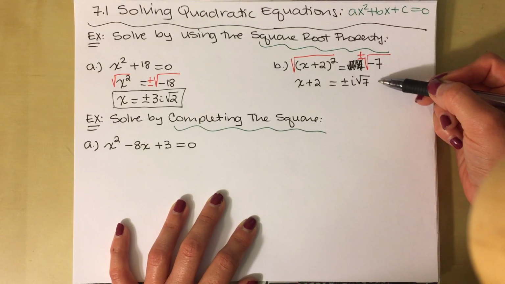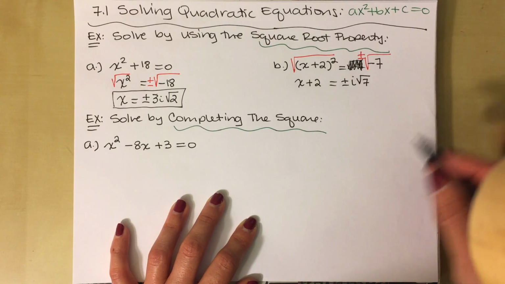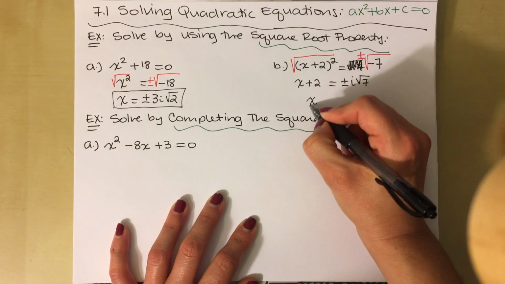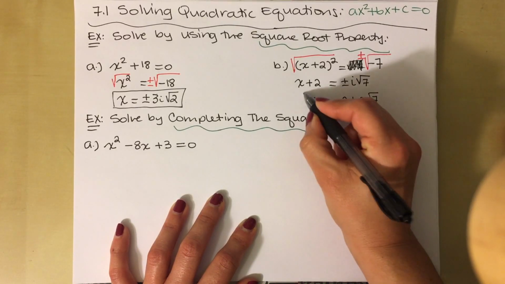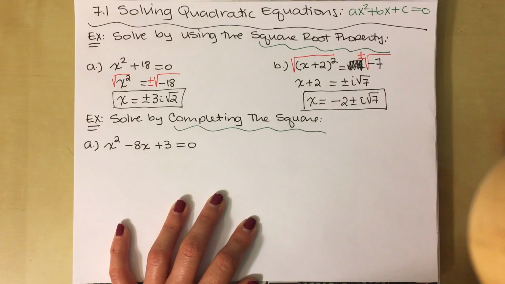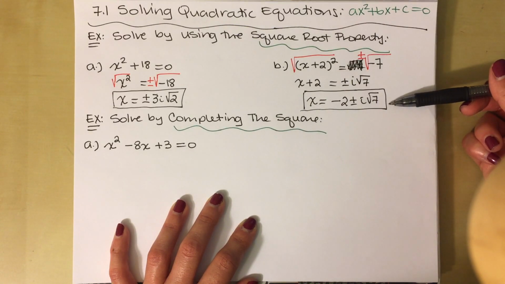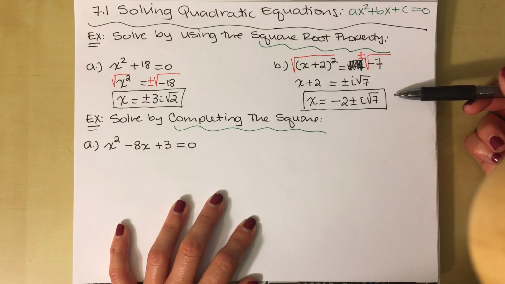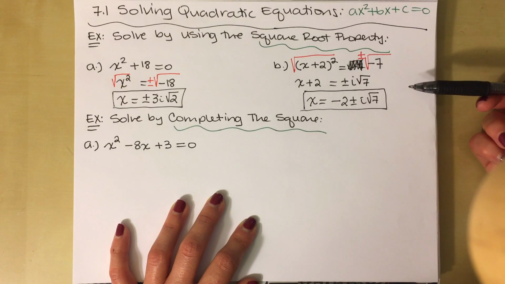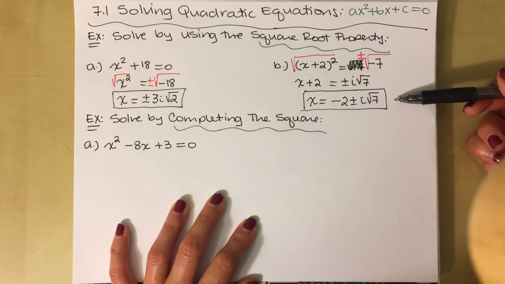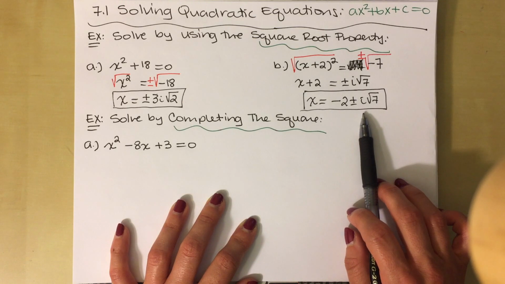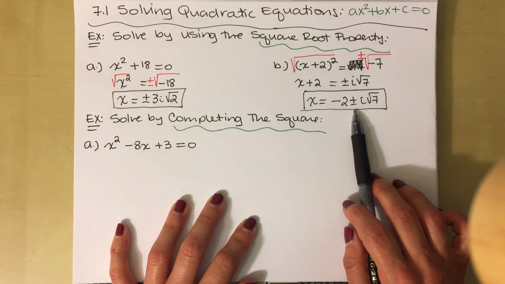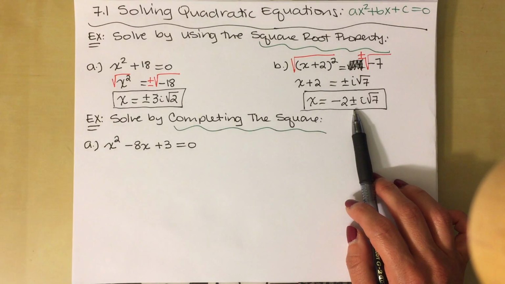This is from chapter 6, I believe, previous chapter. Add 2 or subtract 2. Again, we have two solutions. You can leave your answers like this, which is more concise, or you can separate the two answers. You can write negative 2 plus i square root of 7 or negative 2 minus i square root 7 to separate them, but you don't have to do that.